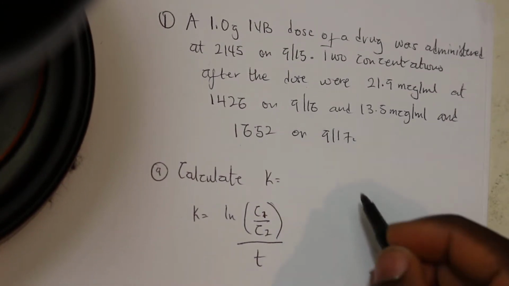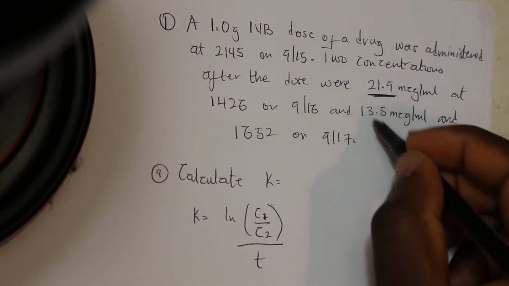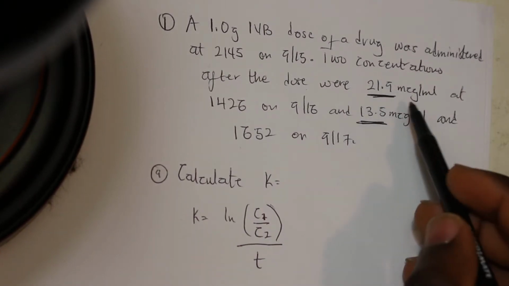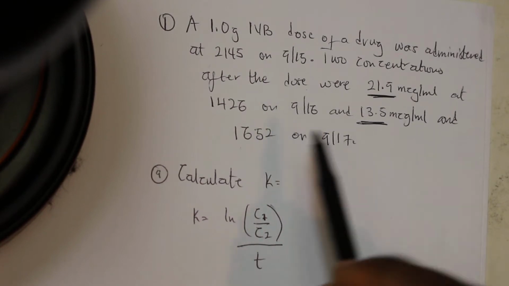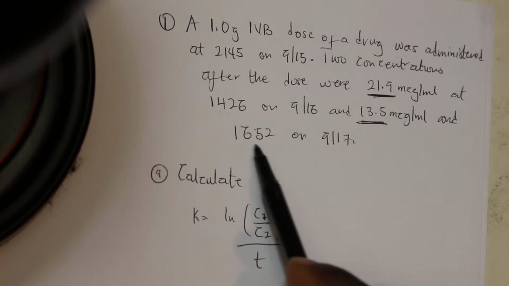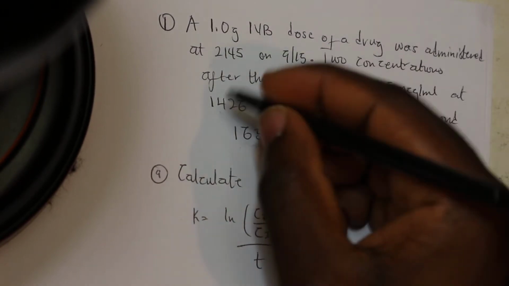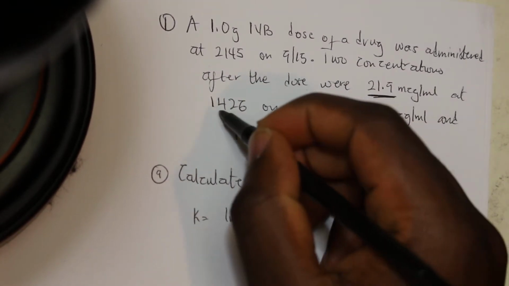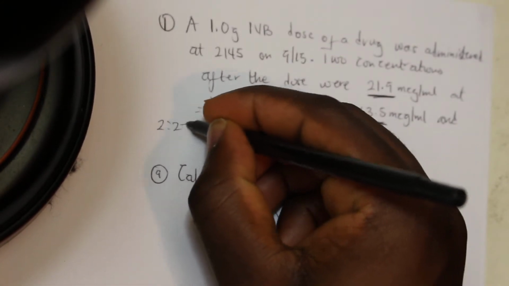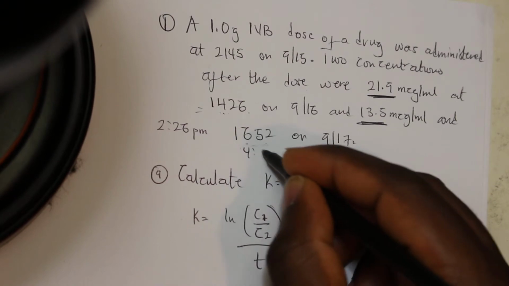Essentially, our initial concentration is going to be 21.9 and the second one is going to be 13.5, and the time is going to be the time difference between 14:26 and 16:52. You know how this is military time, so 14:26 is the same as 2:26 PM, and 16:52 is 4:52 PM.